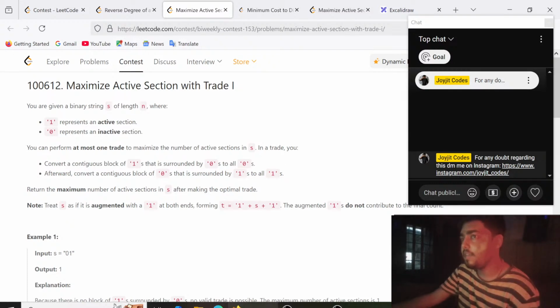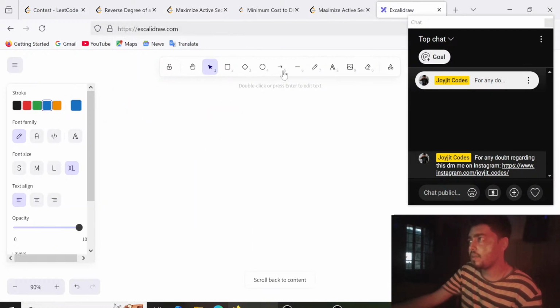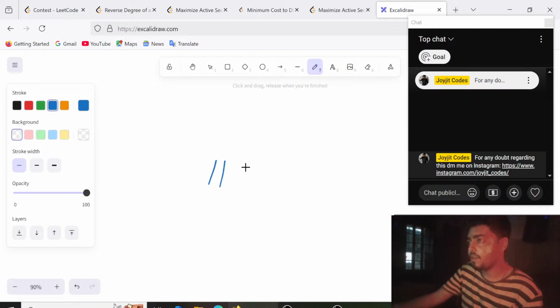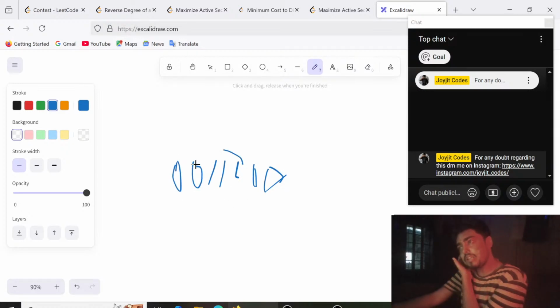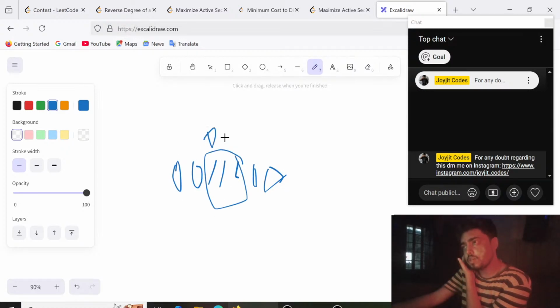In a trade, you convert a contiguous block of ones that is surrounded by zeros to all zeros. Okay, so it's like, if I'm having some ones, and then there are some zeros, and then there are some zeros again, which means that these ones are going to be converted into zeros. So there will be 3 zeros. This is what they mean.